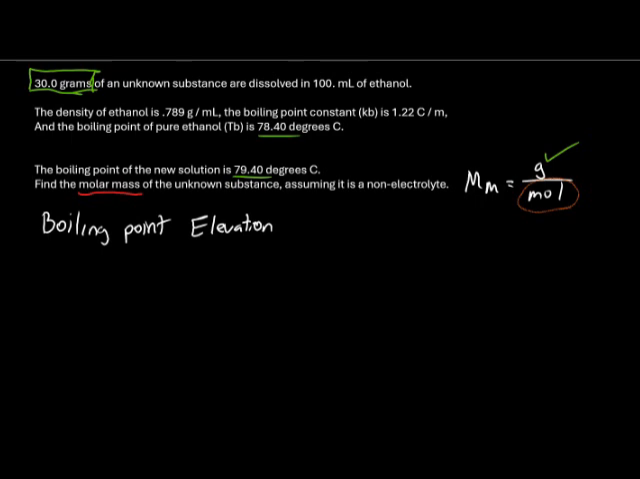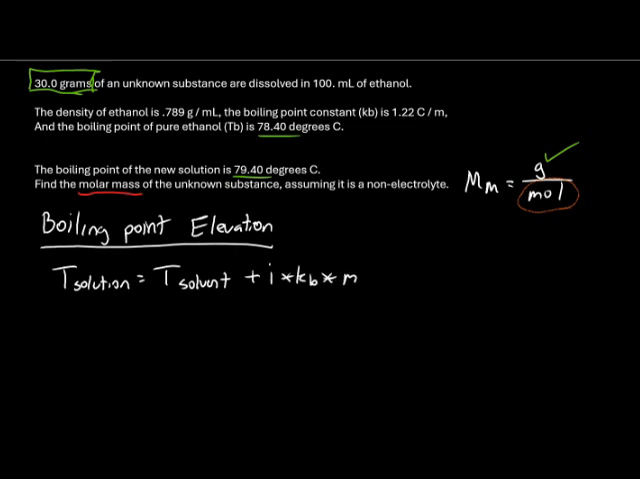The boiling point elevation formula says this. The boiling point of the solution is equal to the boiling point of the solvent plus i times Kb times lowercase m. Again, we'll go over what all of these symbols mean. So when I say T solution, I mean boiling point, specifically for the solution. T solvent stands for the boiling point of the pure solvent.